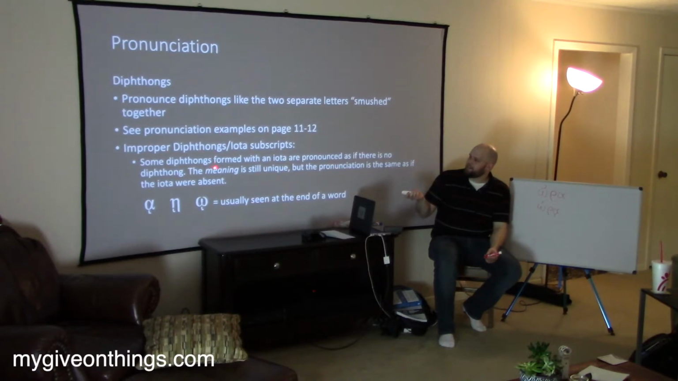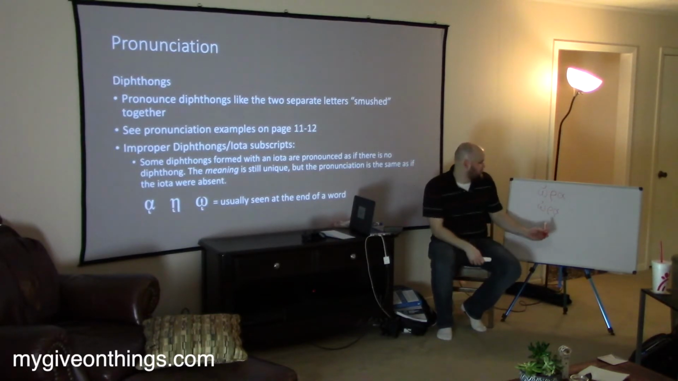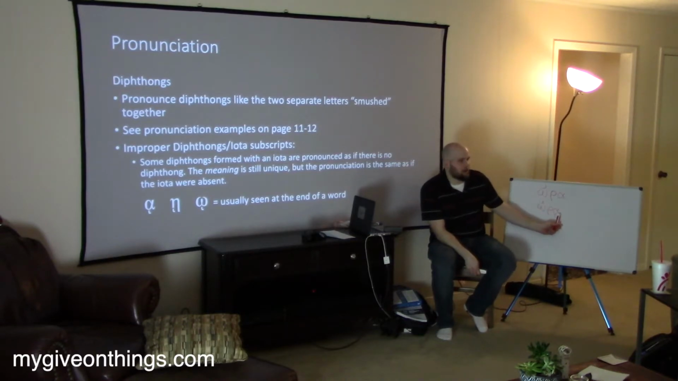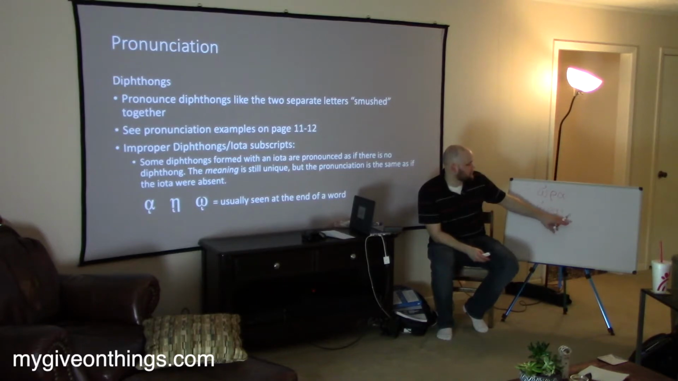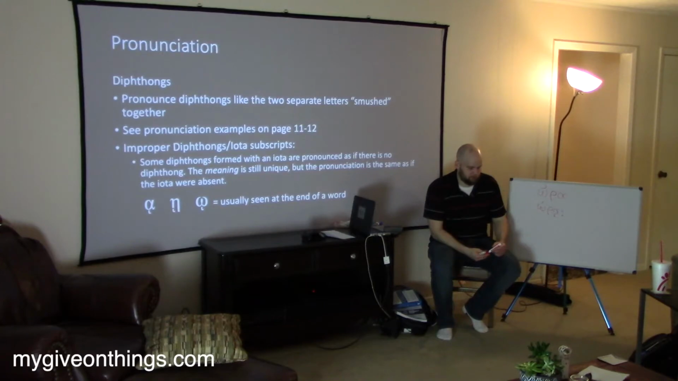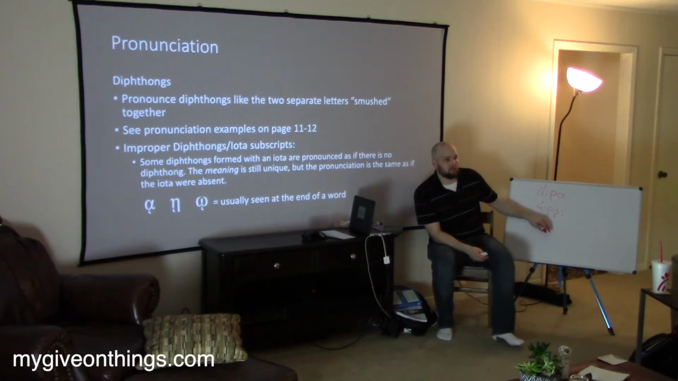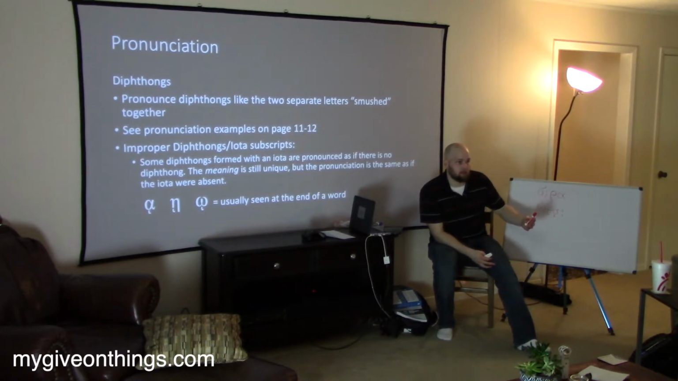The pronunciation is the same as if the iota were absent. So this word is pronounced aura, not ori. Even though, historically, it was ori, they just kind of fell out of use, and then they started slipping the iota underneath, and they started pronouncing it aura. Does that track? So when you see an iota subscript, all it's telling you is something about spelling or meaning, not anything about pronunciation.